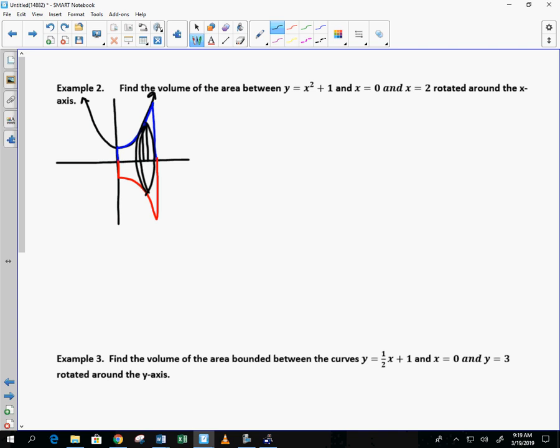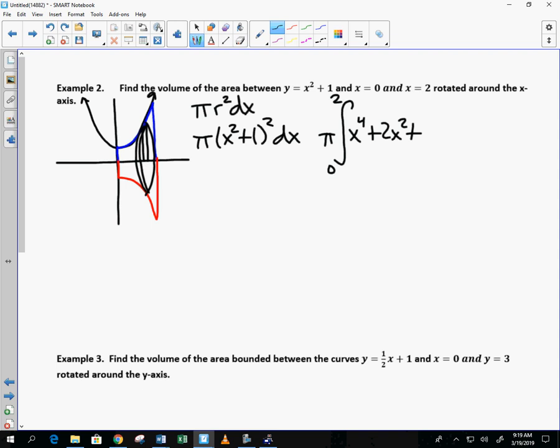So I've just got to find the volume of the disk. A disk goes pi r squared. The width is dx on this guy. So now what? What's r? X squared plus 1. Pi times x squared plus 1 quantity squared dx. That's the volume of one of the disks. How many do you want? Slap on the integral. What do we integrate from? 0 to 2, pi, and I multiply out. I get x to the fourth plus 2x squared plus 1 dx.